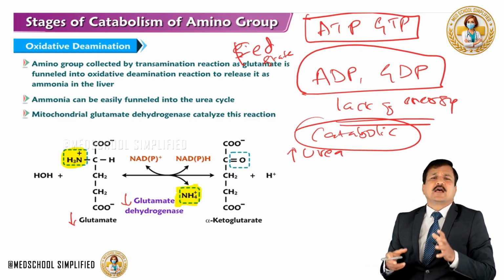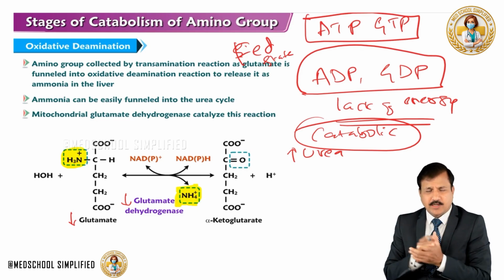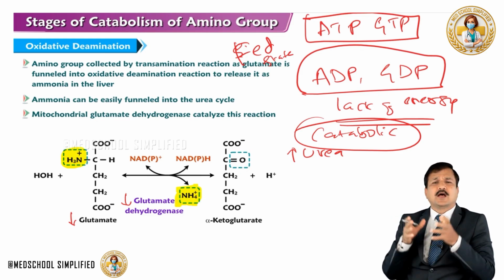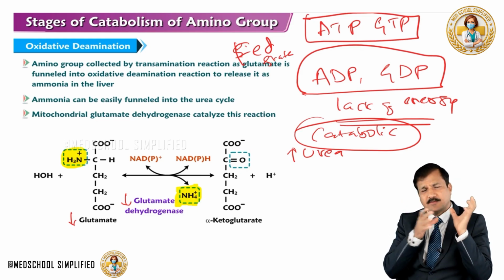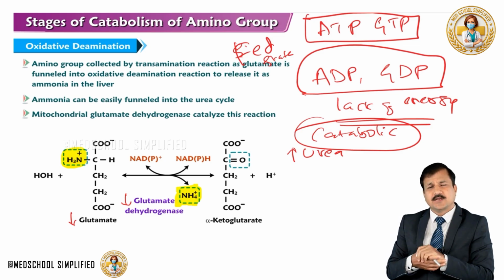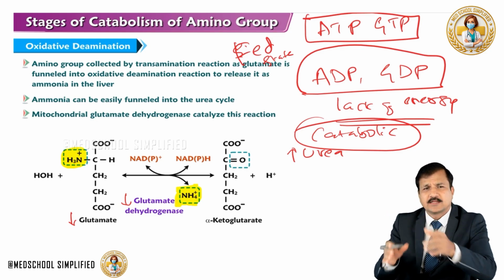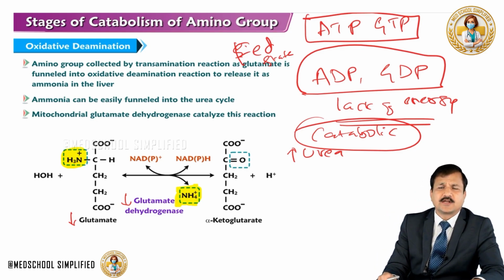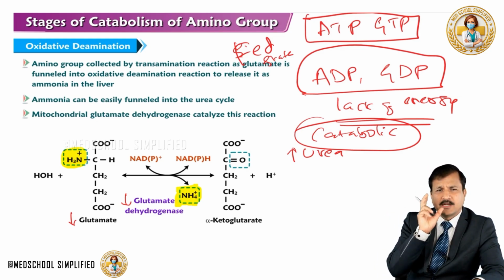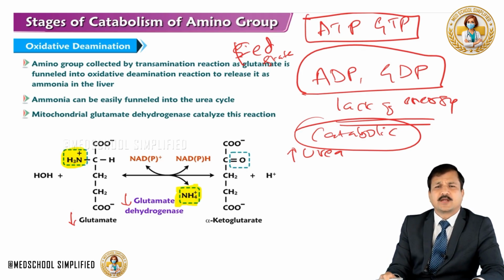So like this, handling of glutamate is important in the liver. The glutamate which is coming from all the other transamination reactions is easy to handle by funneling that into the oxidative deamination reaction, releasing ammonium ion and funneling that ammonium ion into the urea cycle, so that urea is made in the liver and thrown out of our body in the urine by the kidney.